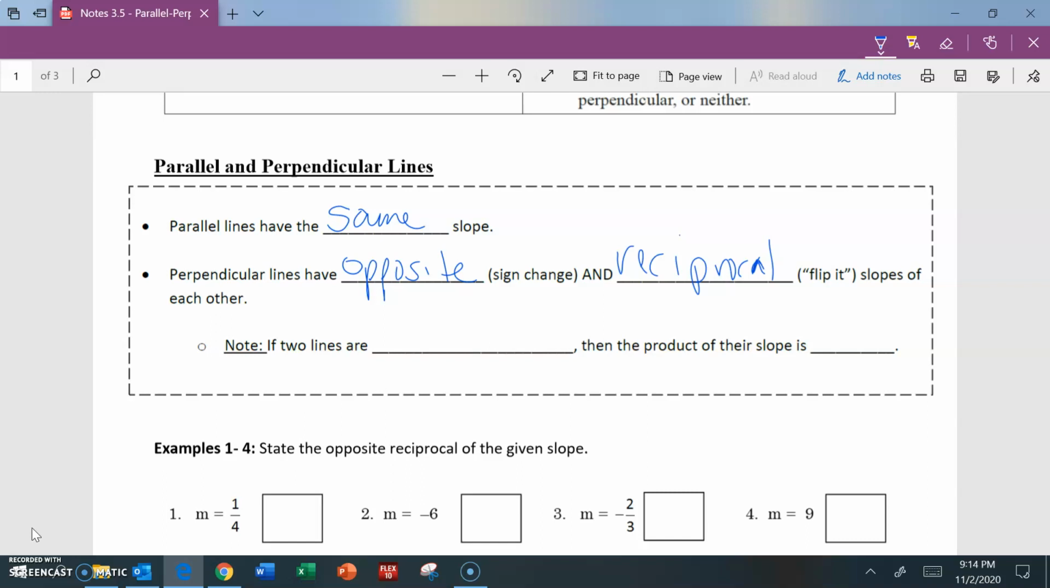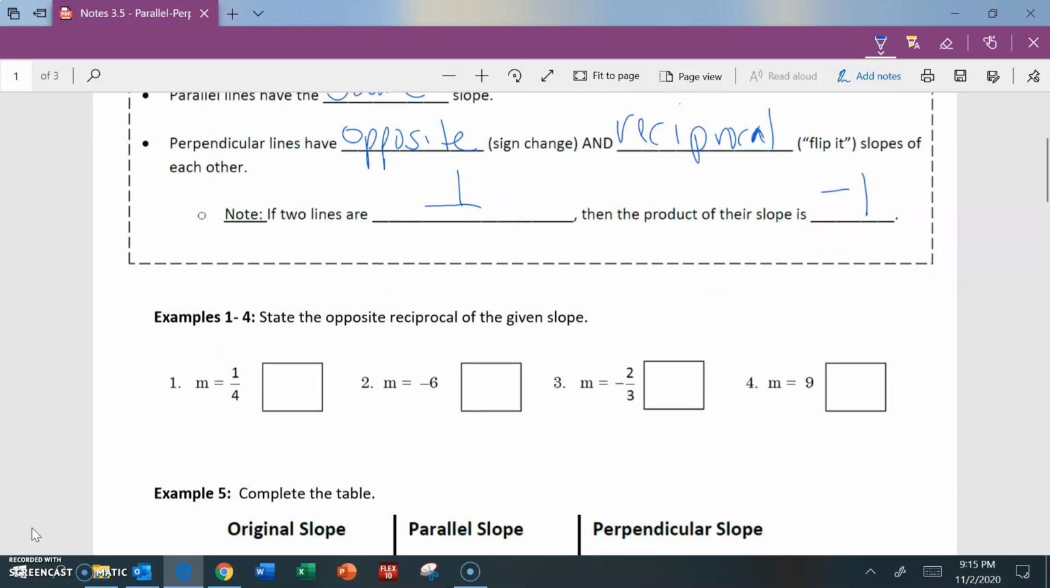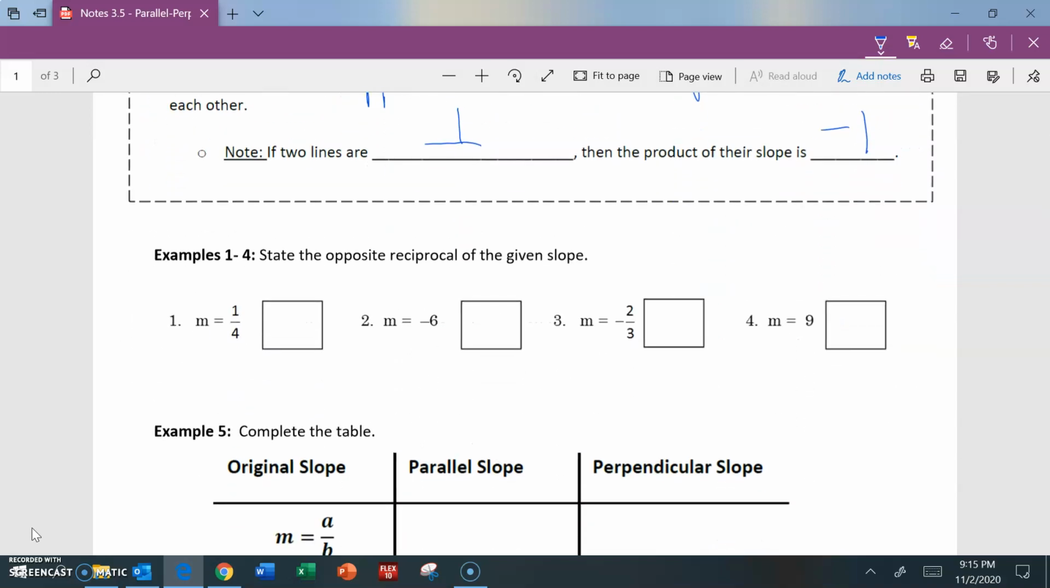If two lines are perpendicular, there's our symbol, then the product of their slope will always be -1. So if you have a slope of 2, an opposite of that would be negative, but the opposite reciprocal would be -1/2. So 2 times -1/2 would be -1, and that's a quick way to check it, okay? All right, we're going to state the opposite reciprocal.